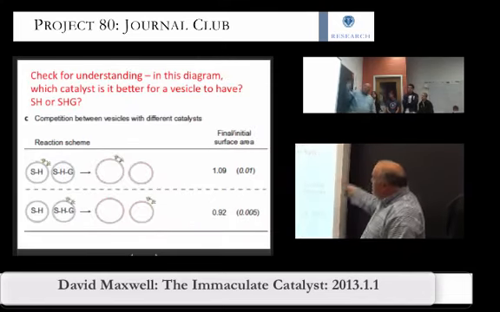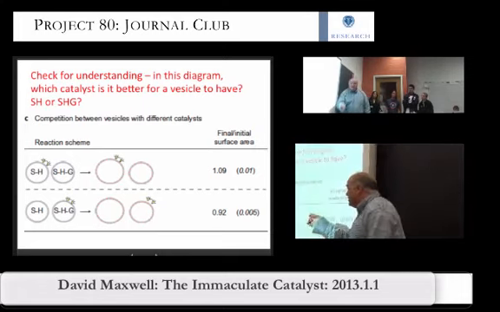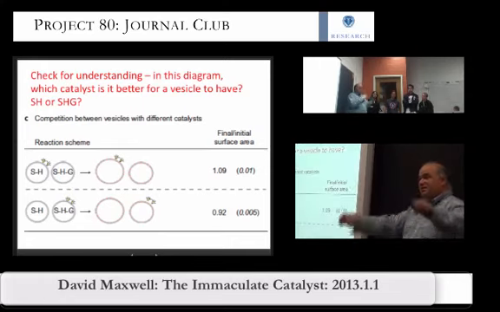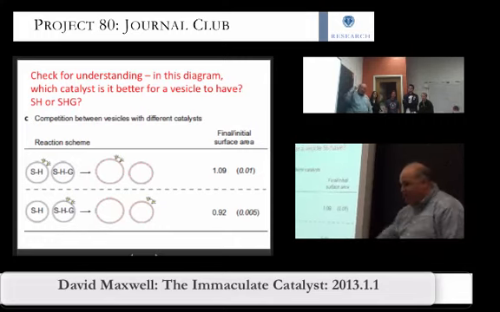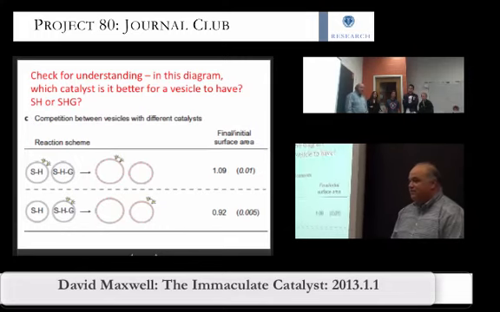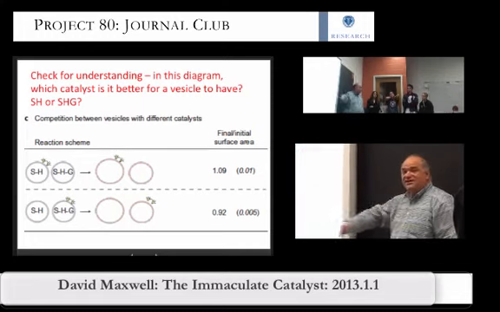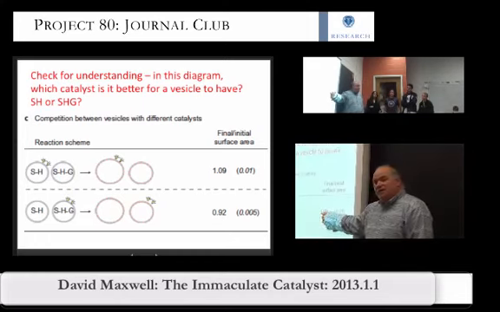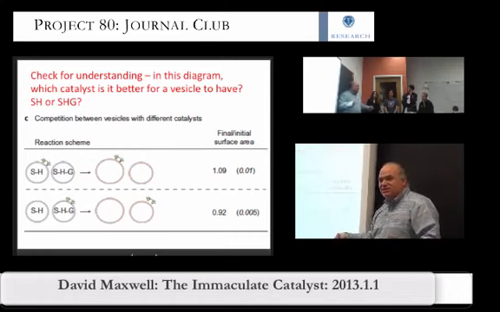Okay. So here, see if you understand. Which catalyst is it better for a vesicle to have? Is it better to have SH or is it better to have SHG? In this one, they put SH and SHG in the tubes, mixed them together. So what do you think? Point up if you think SH is better to have, point down if you think SHG is better to have. Okay, so everybody's got it, right? It's better to have SH. SH outcompetes SHG. In fact, if you put them together, SH grows and SHG shrinks. In a sense, SH is eating SHG.